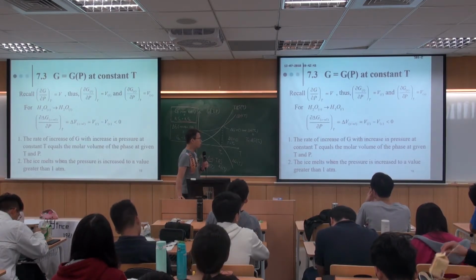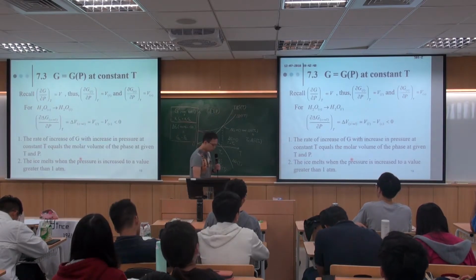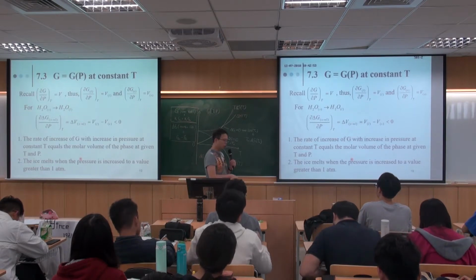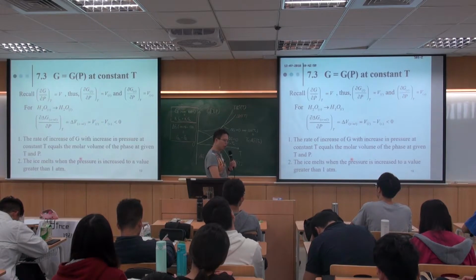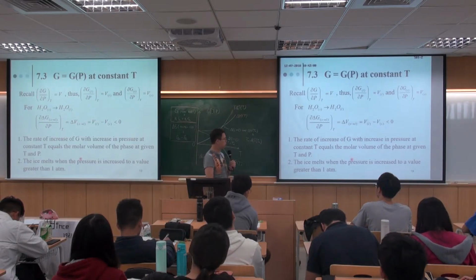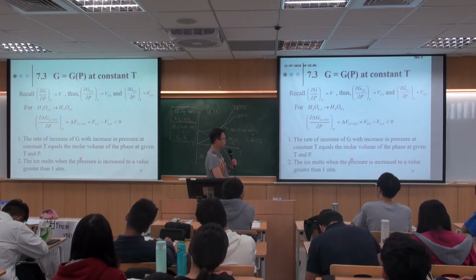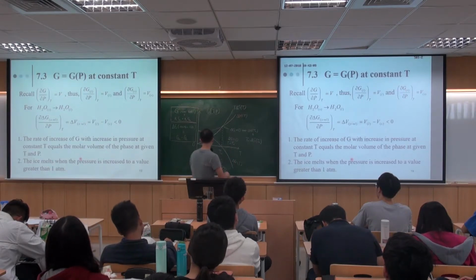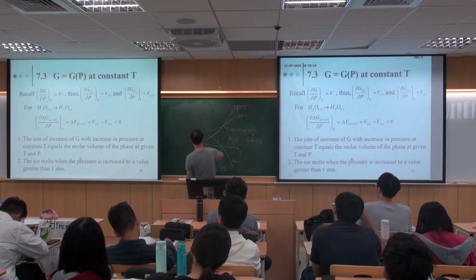And the ice melts when the pressure is increased to a value greater than 1 atm. So for water, this is a very interesting case. When you increase the pressure, the ice will tend to melt and become water. So this is different from other materials.